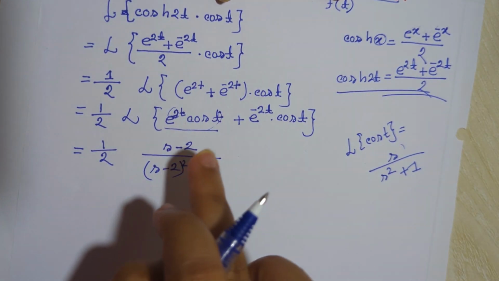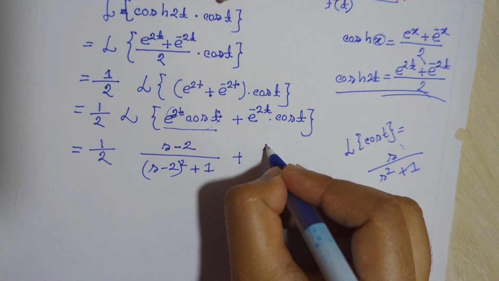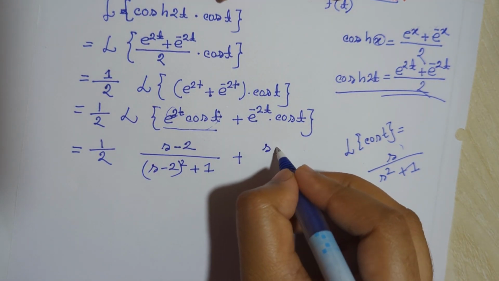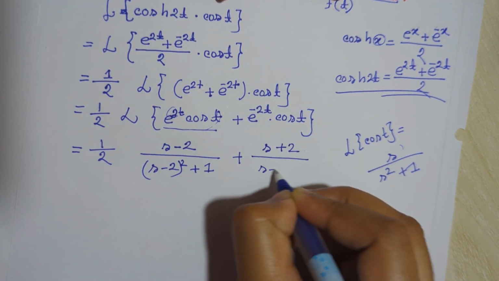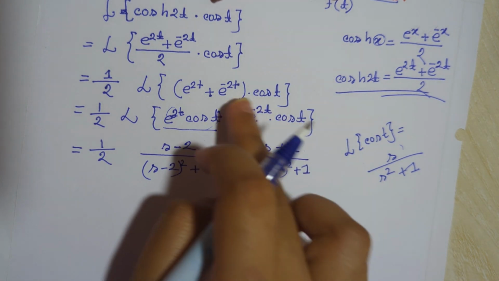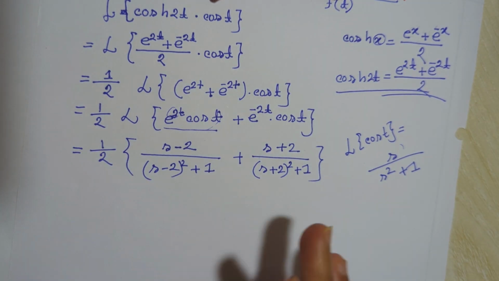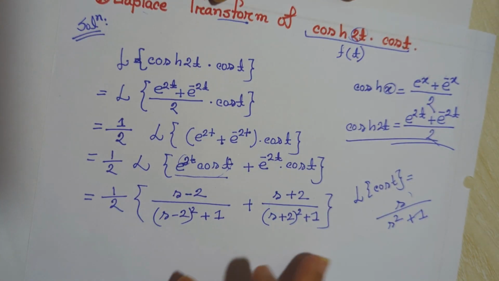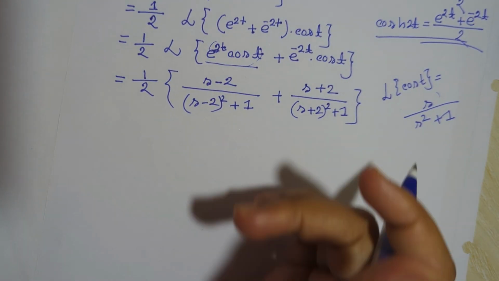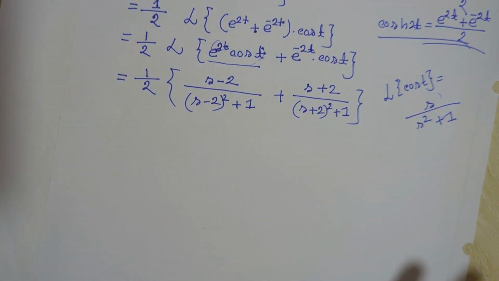So this is the Laplace transform of this function, and the Laplace transform of the other function will be s minus minus 2, meaning s plus 2, divided by s plus 2 whole square plus 1. This is the Laplace transform of that function. So using the first shifting property, we can also find the Laplace transform of this complex function very easily. If we want to calculate further, this will be simple algebraic form.